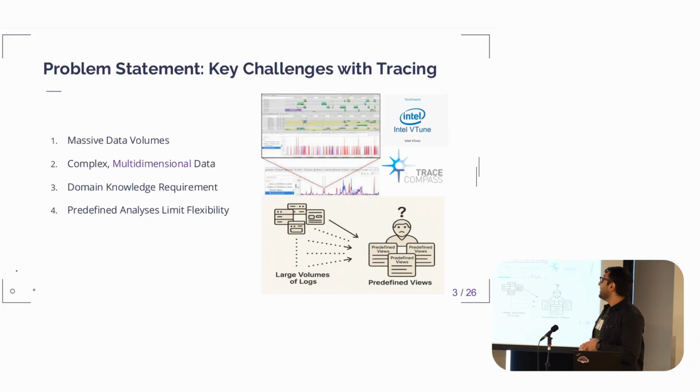The third challenge is the domain knowledge that is required for trace analysis. We have powerful tools like Intel V2 or Trace Compass. We can import traces, visualize some metrics, and gain some insights from the trace data. But the challenge with these tools is that they somehow limit flexibility. For example, if I need to do a performance-based analysis, a security-based analysis, or an IO-based analysis, I have to have those analysis modules already built in and defined.